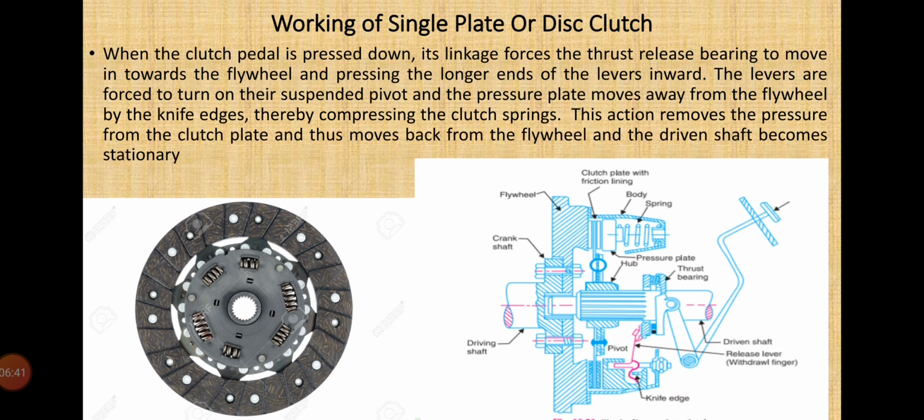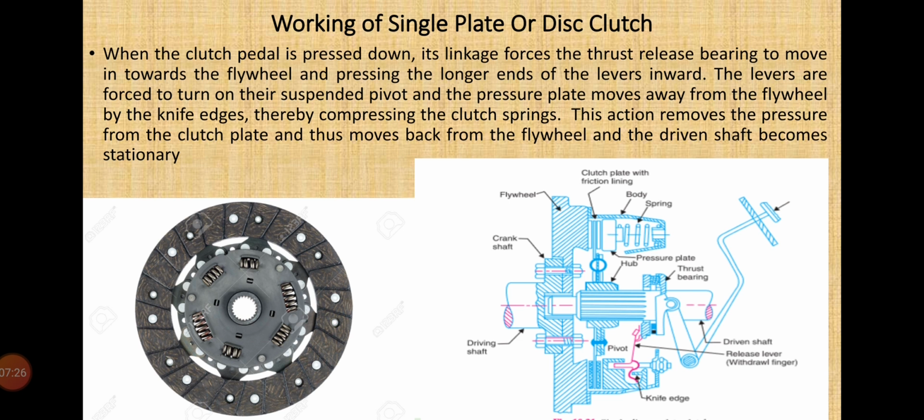Now on the other hand, when the foot is taken off the clutch pedal, the thrust bearing moves back by the lever. This allows the spring to extend, and thus the pressure plate pushes the clutch plate back towards the flywheel and it gets connected again. Whatever the motion, whatever the torque in the driving shaft, that will be transmitted to the driven shaft. Generally, this connection is already in the engaged condition. When we need to disengage, we have to press the clutch pedal, and the process goes on.